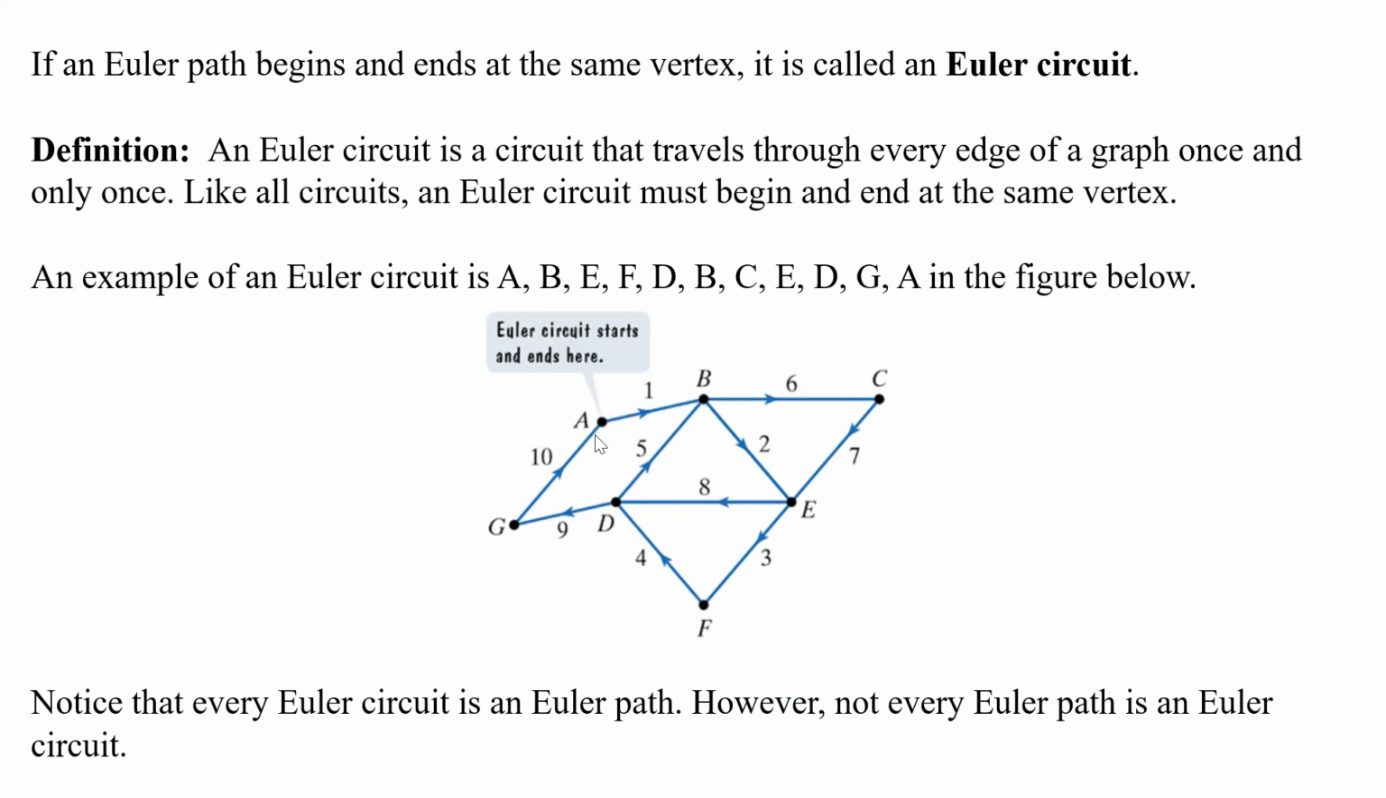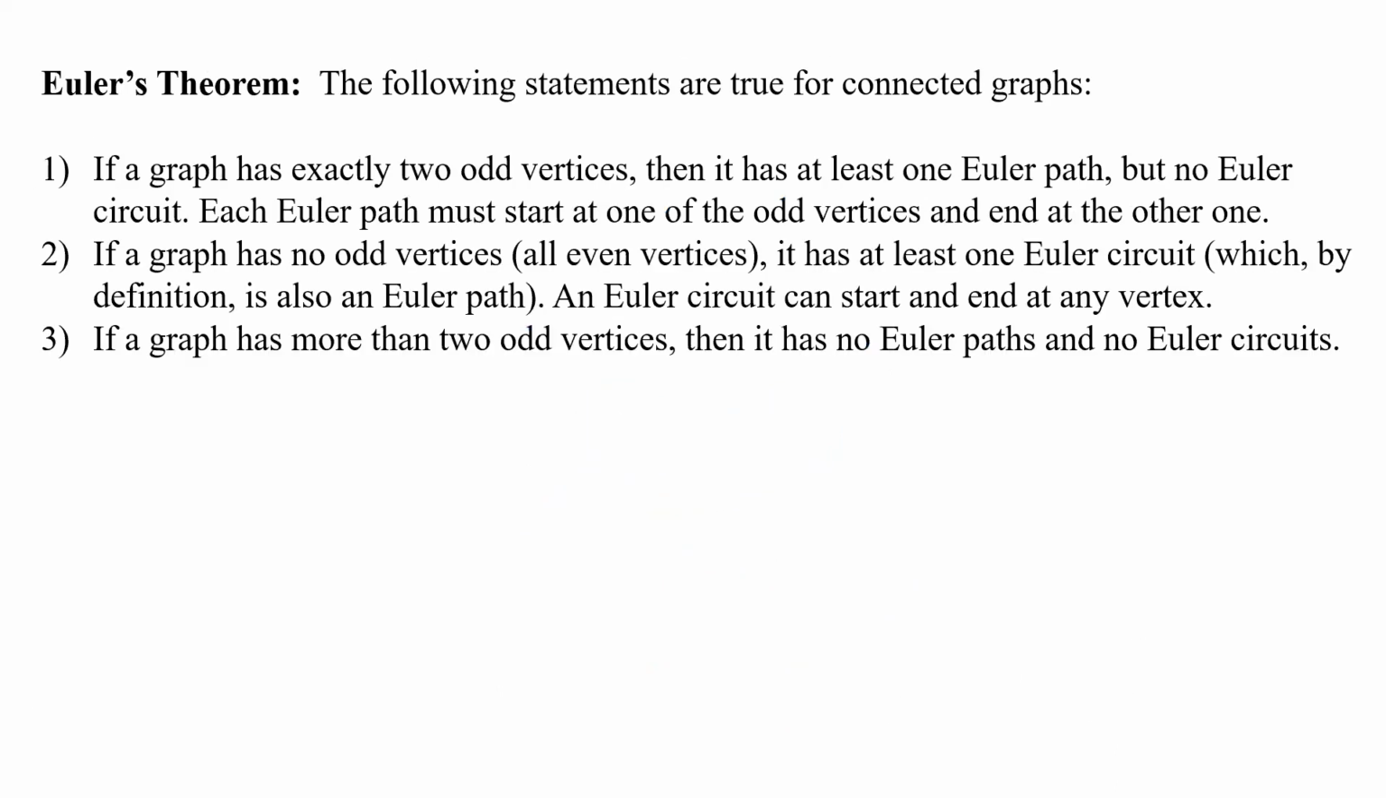And notice that every Euler circuit is an Euler path. And like I said before, not every Euler path is an Euler circuit. All right, so now let's have Euler's theorem. So the following statements are true for connected graphs.